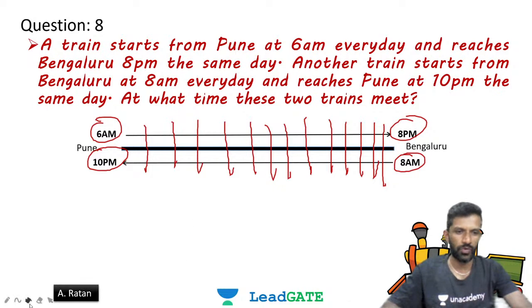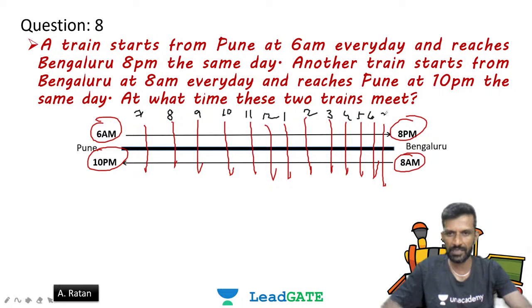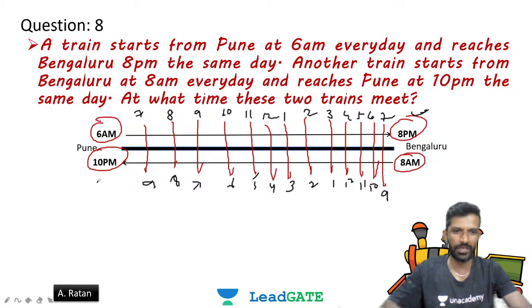So what they do here is, this train is starting at 6 o'clock. For the down train, the Pune train, they start writing the timing: 7 AM here, 8 AM, 9 AM, 10 AM, 11, 12, 1 PM, 2 PM, 3 PM, 4 PM, 5 PM, 6 PM, 7 PM, 8 PM, it is reaching. Similarly the Bangalore train starts at 8 AM, so 9 AM here, 10 AM, 11, 12, 1, 2, 3, 4, 5, 6, 7, 8, 9 and 10 o'clock it is reaching.